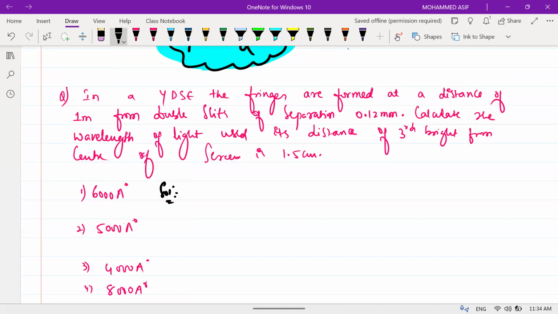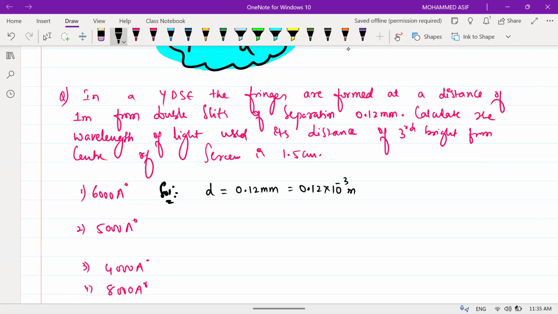In Young's double slit, the fringes are being formed at a distance of 1 meter from the double slit. The separation small d is given as 0.12 mm between S1 and S2. So that will be equal to 0.12 into 10 to the power of minus 3 meters. Calculate the wavelength of the light used.